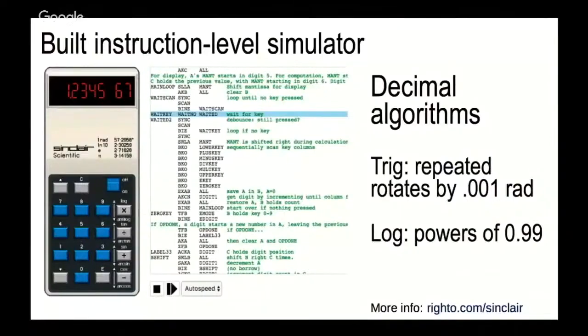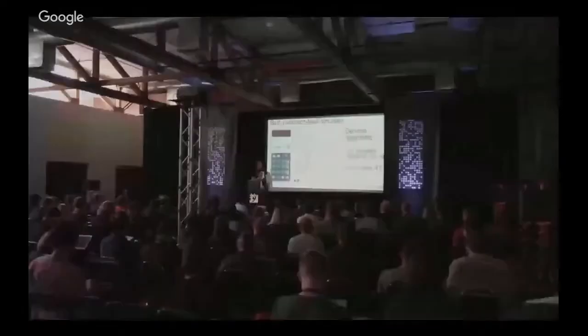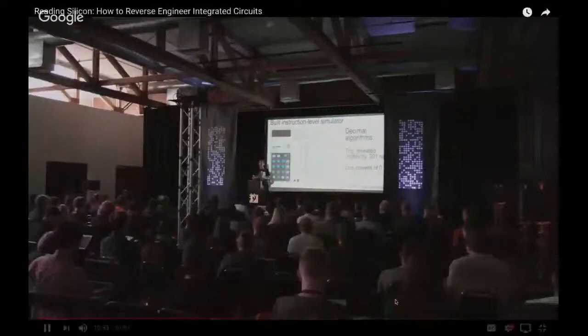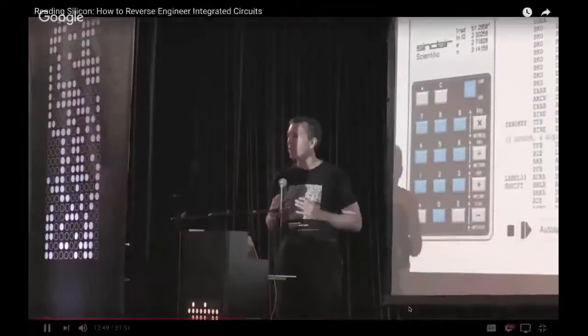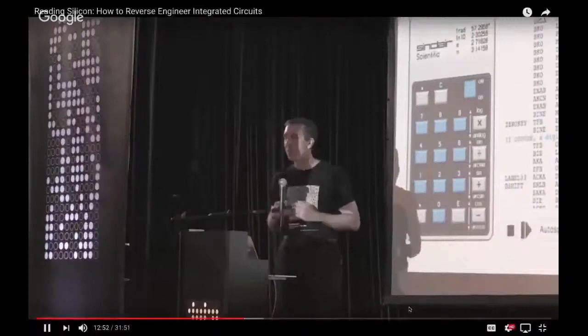The first trick is that because they used scientific notation and they used RPN input, they're able to save a whole lot of code on the chip. And then they used that extra space to put in these really, really compact, but really slow and inaccurate algorithms for the scientific functions. So for instance, for trig functions, they do repeated rotations by 1/1000th of a degree until you get to the angle you want.